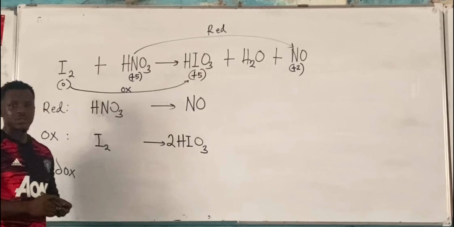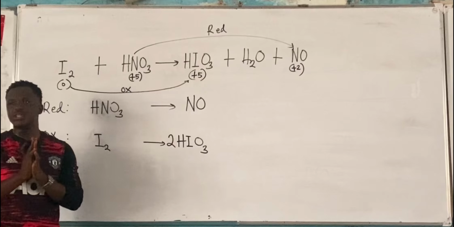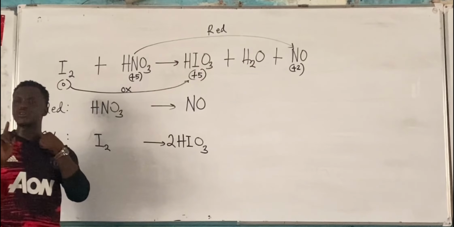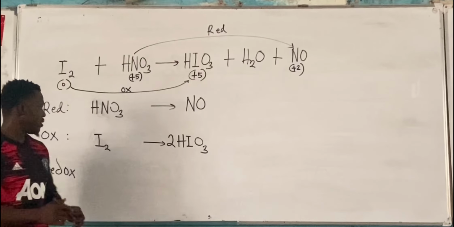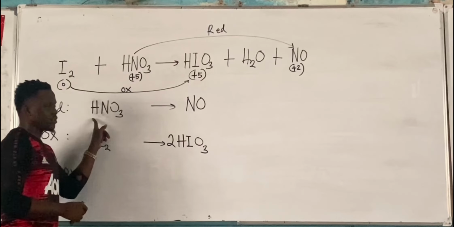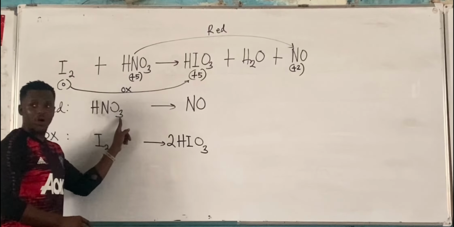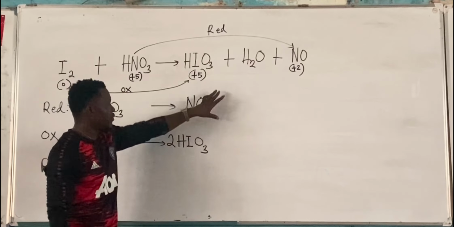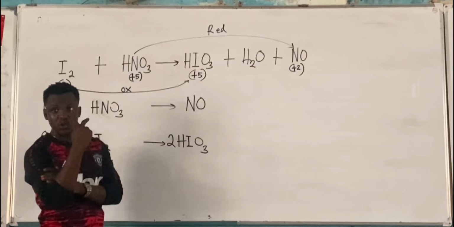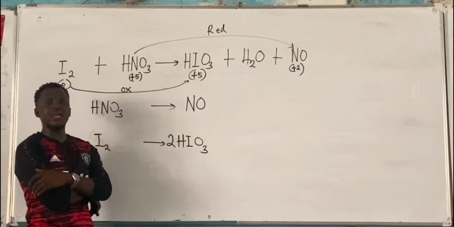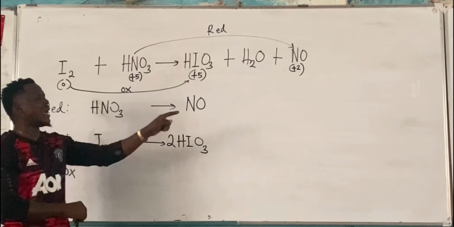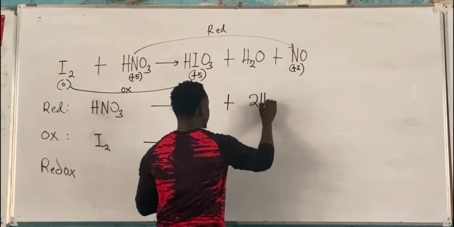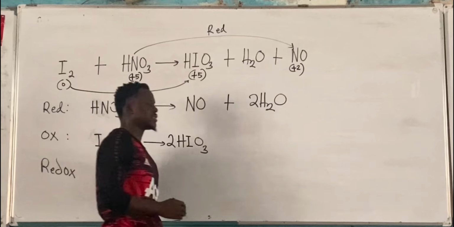Step 2 is done. Step 3 says balance oxygen by adding water. For every 1 atom of oxygen that is needed, you add 1 water. Now look at the reduction half. Left hand side, we have 3 oxygen. Right hand side, we have 1 oxygen. Meaning that the right hand side is lacking how many oxygen? 2. Now, if it is lacking 2 oxygen, how many water will I add there? 2 water. So I'll come there and say plus 2 water.